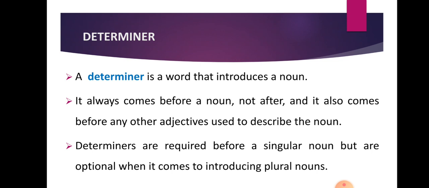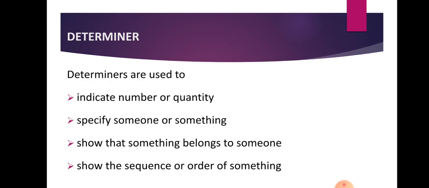I repeat, determiners are mandatory before a singular noun, but optional when we are introducing plural nouns. Determiners are used to indicate number or quantity, and to specify someone or something, and it shows that something belongs to someone. It also shows the sequence or order of something. These are all the usages of determiners.